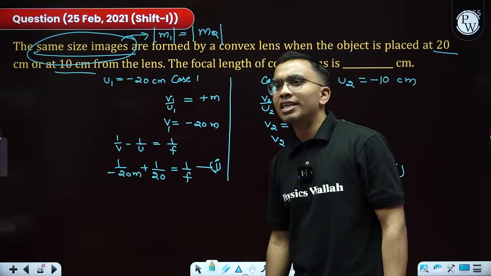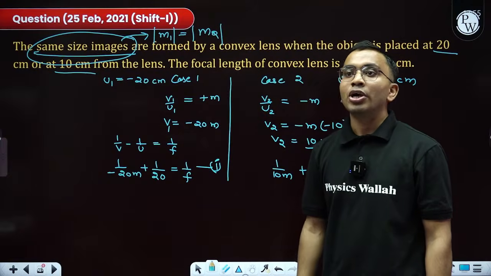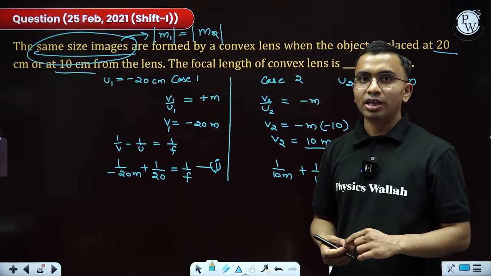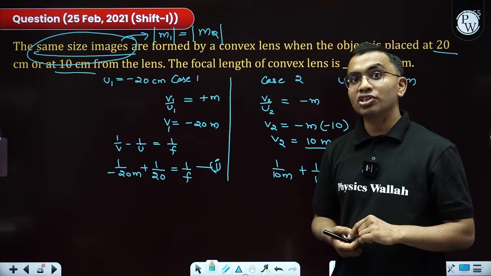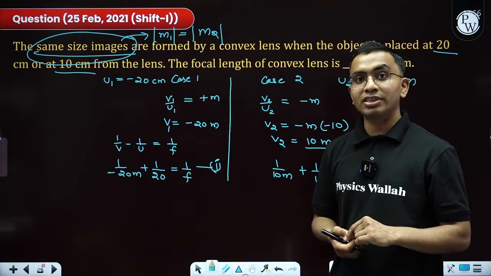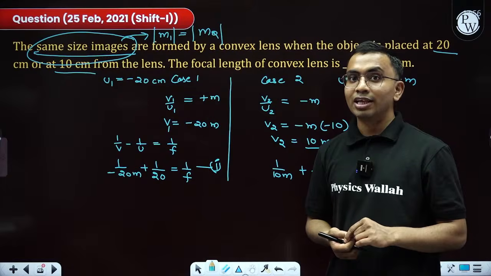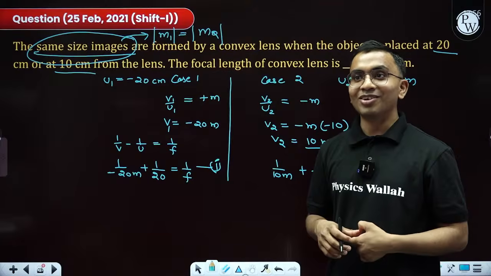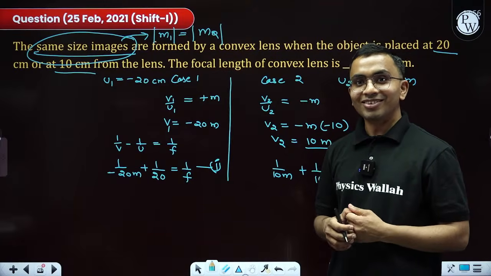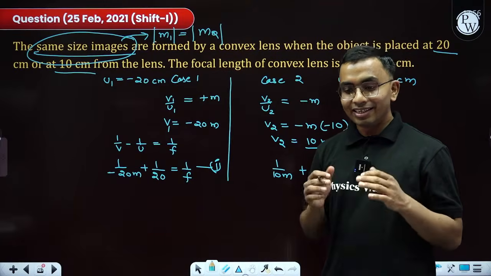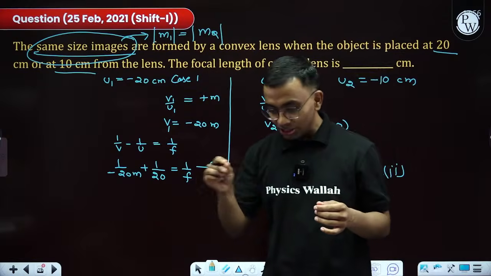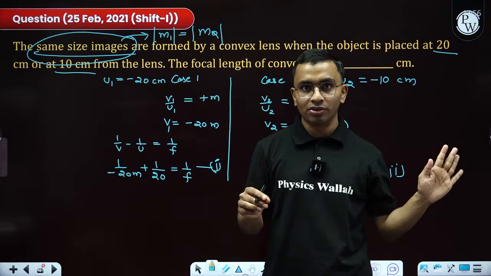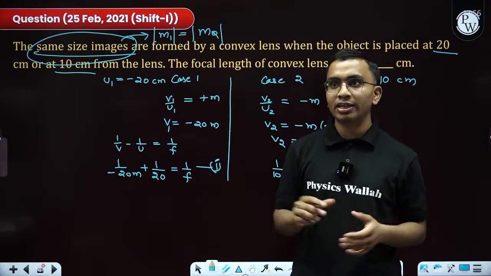Can't we just take the same sign for both magnifications? No, we cannot take the same sign for both magnifications. The two magnifications can have the same magnitude and the same sign if the distances of the objects are different. How is it possible? That is not possible, right? It cannot happen that for two positions you have the same magnification and the same sign of magnification also. That is not possible.